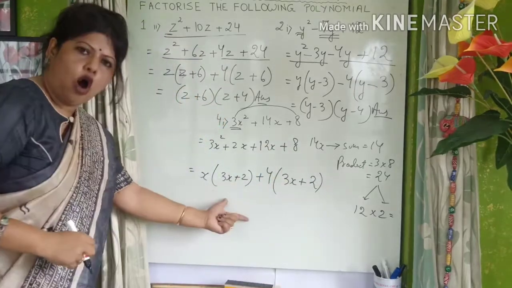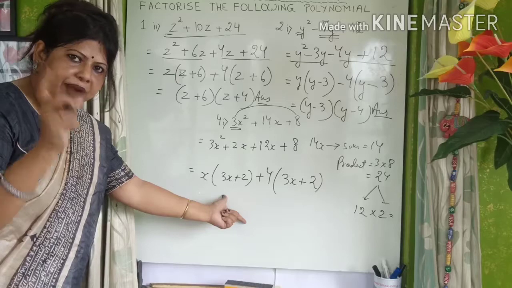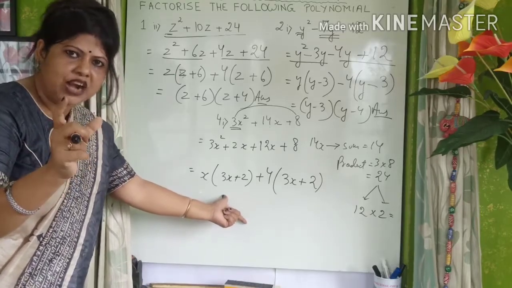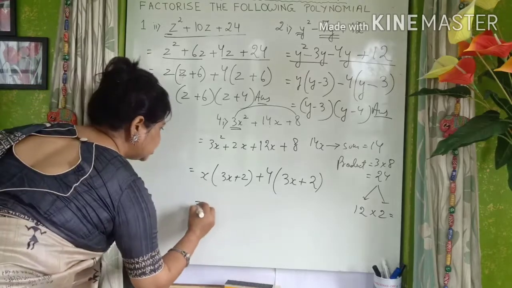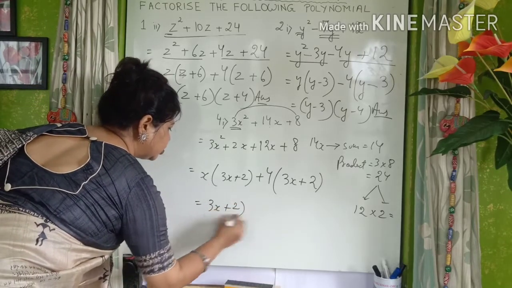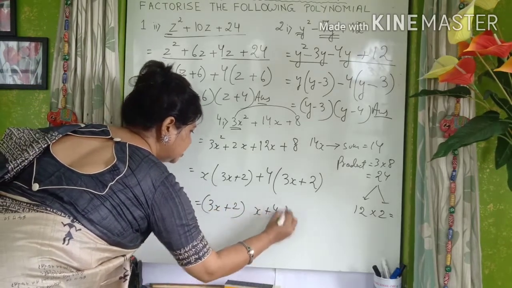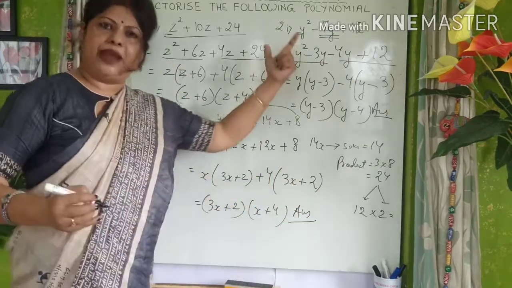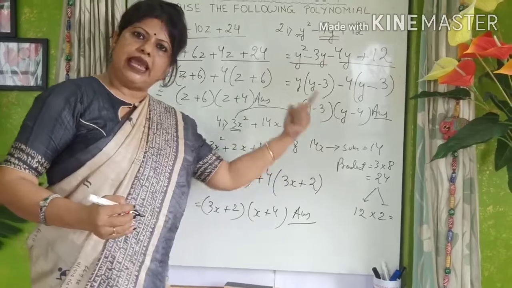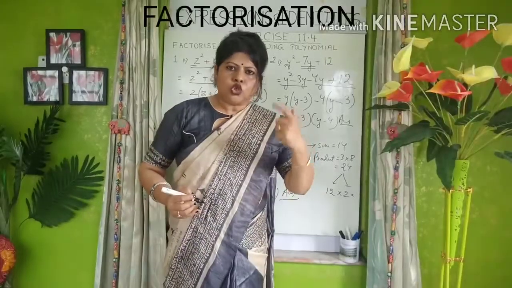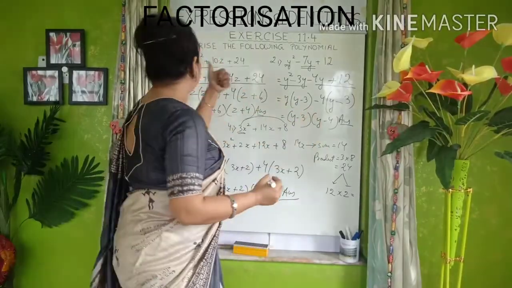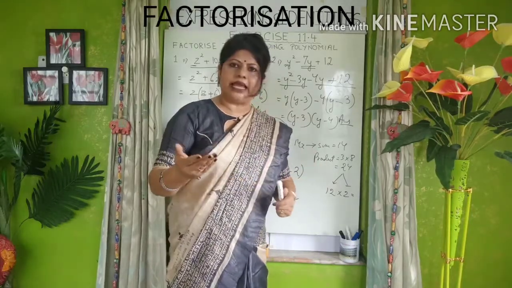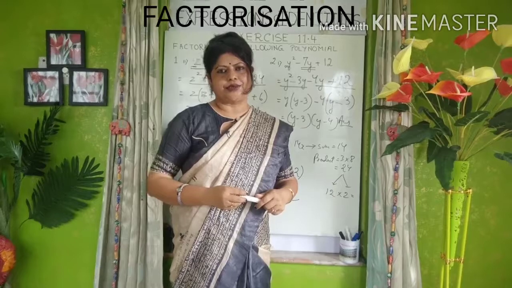So see, always after solving the bracket part, children, you will get the same terms. The bracket part will be common. So this is equal to 3x plus 2 and x plus 4. So everywhere you are seeing that we are breaking it up into x plus a and x plus b. So we have already solved question number 1, 2 and question number 4, children. Now let us take up a few more questions.